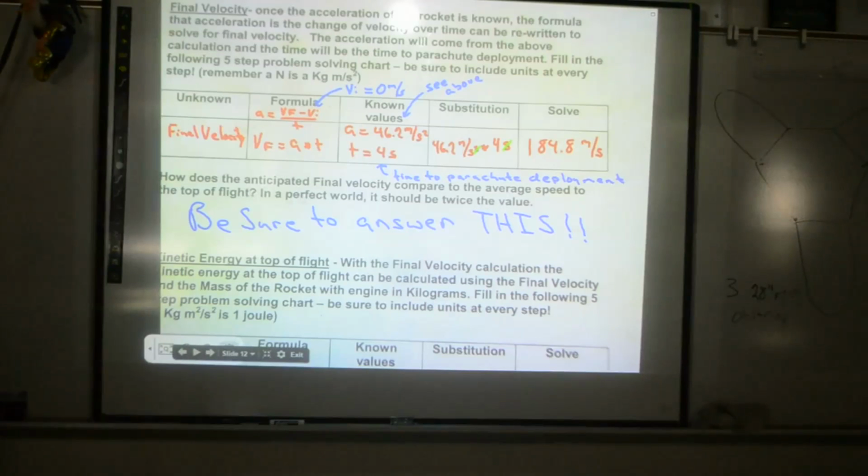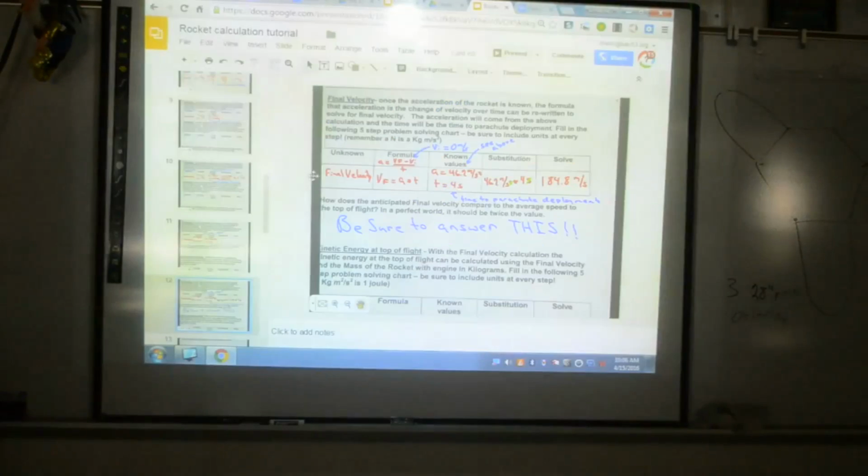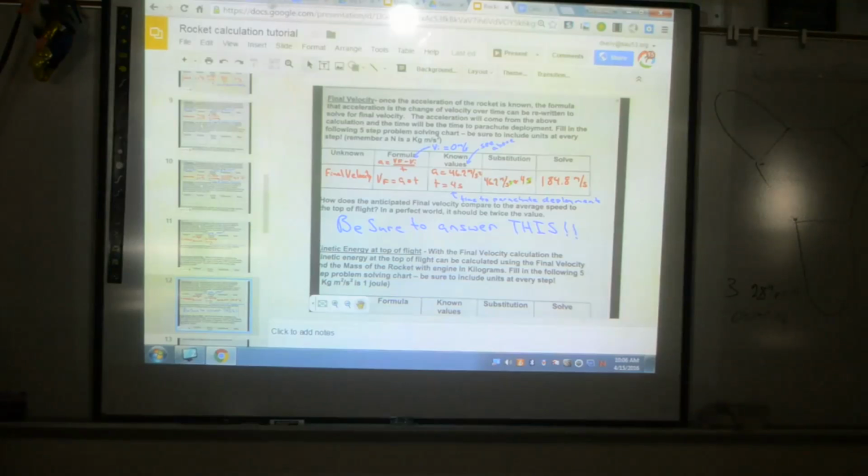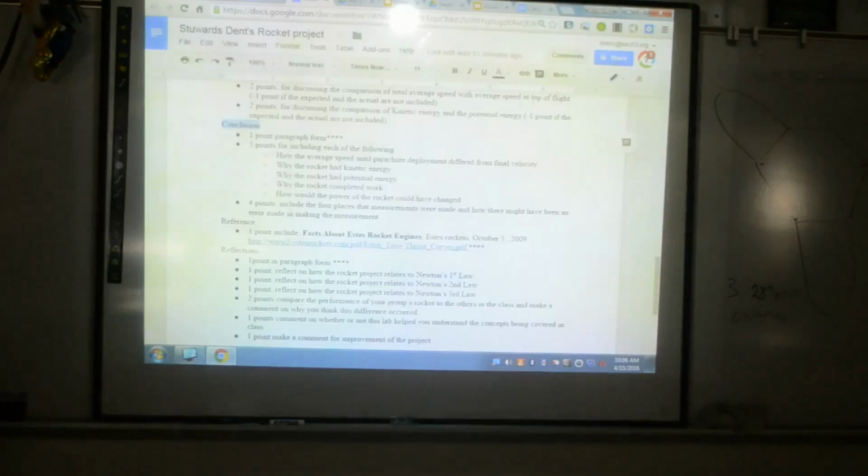So in a perfect world, the average speed to the top of the flight should have been double, so it should have been about 14. But notice it's a long way from 14, and that is clearly showing you that there is a huge effect from air on the rocket. Back to the report so you can look.